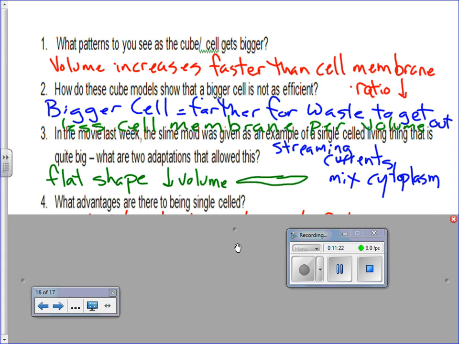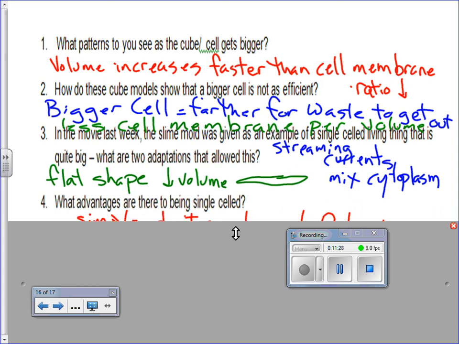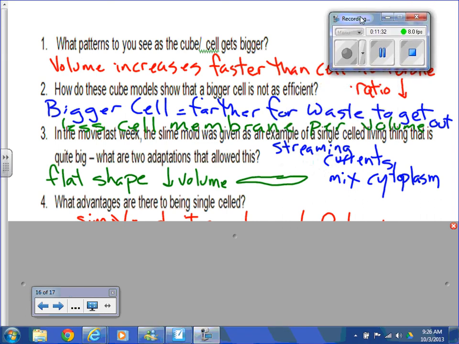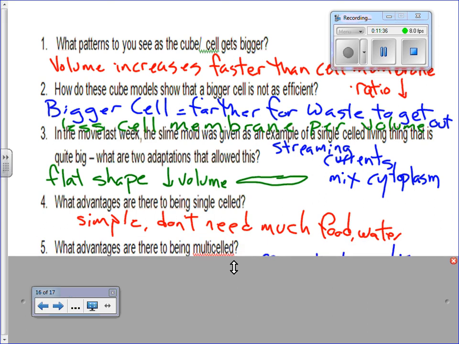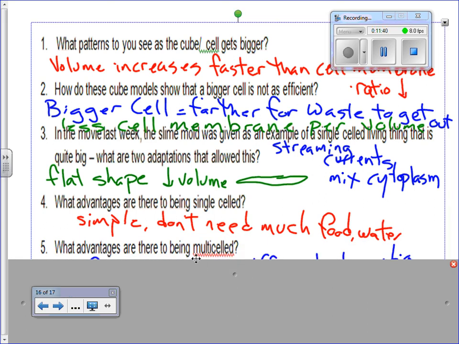Okay, so obviously, for getting things to and from all the cells. So single-celled, pretty simple lifestyle, right? But being so simple, you don't need much food, water, or space to live in. What advantages are there to being multicelled?